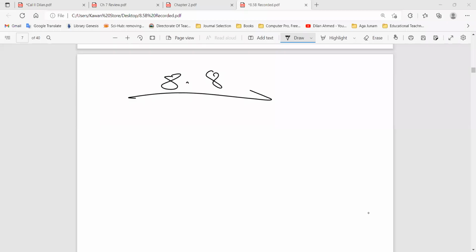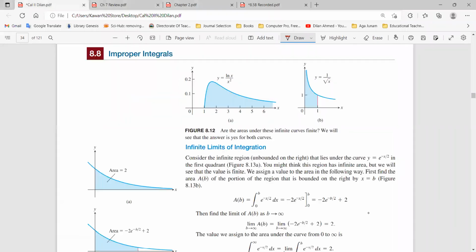As well, we have many videos about these sections. Now, in Cal 2, we have 8.8, improper integrals. We have two types of improper integrals. One of them is with infinity and minus infinity, and the other is with vertical asymptotes. So here we have two types.